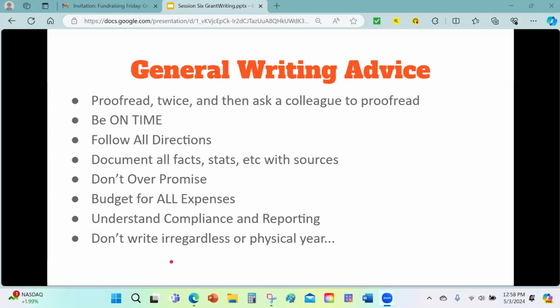Don't ever write irregardless. It's not a word. It's regardless. Irregardless is a combination of irregular and regardless. So just remember, it's just regardless. And here's a very common mistake I see. It's not fiscal year, it's fiscal year, F-I-S-C-A-L. So be mindful of these most common errors I see in grant applications.